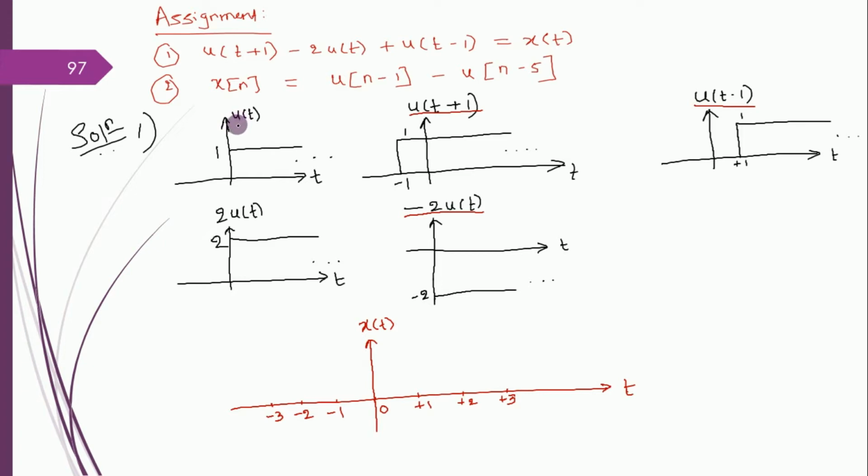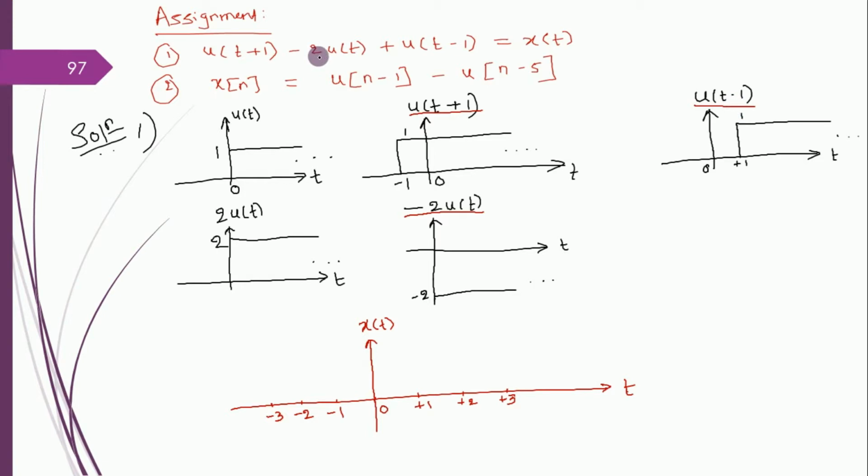Let us draw the unit step function first in the continuous time domain. At 0 it takes a step from 0 to maximum amplitude, that is 1, and it continues thereafter in the positive axis of time. u(t+1) is a shifted version of u(t), wherein the plus indicates a left shift by 1. Take u(t), left shift by 1 and maintain everything else in the same manner. That gives you u(t+1). Whereas u(t-1) is a right shift by 1. Whatever was happening at 0, the same changes happen at plus 1.